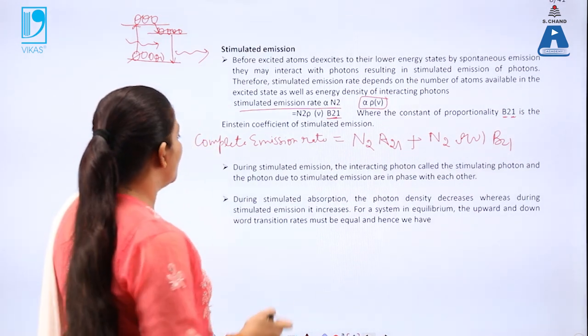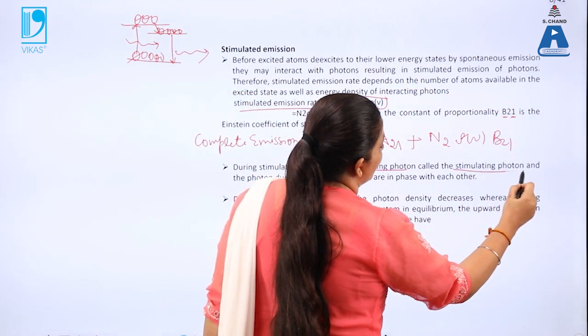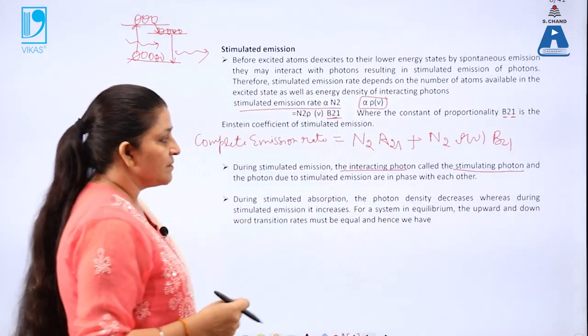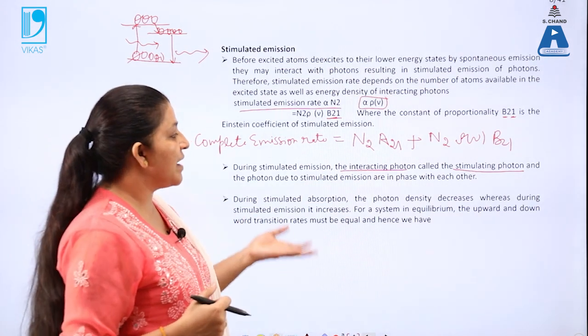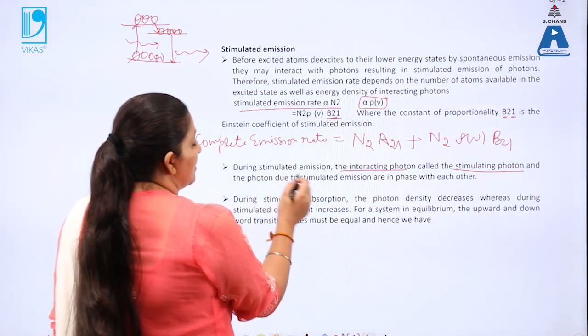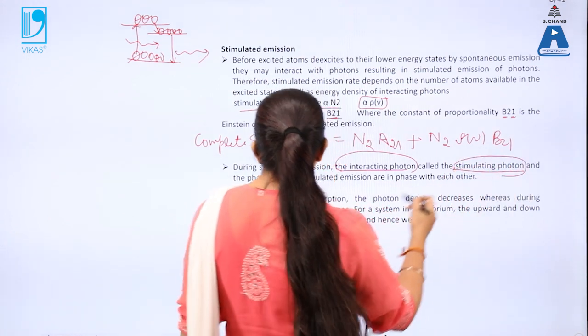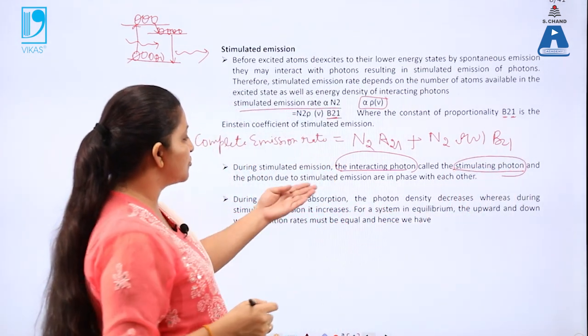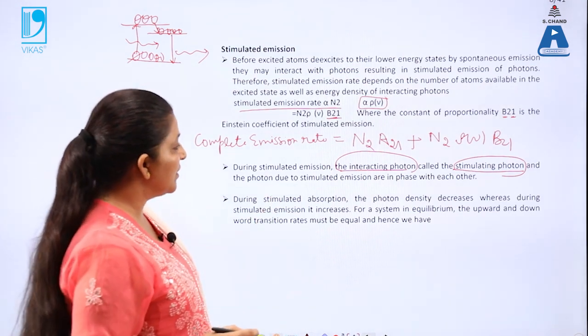During stimulated emission, the interacting photons are called stimulating photons, because the atom gets stimulated by absorbing photons and goes from the higher energy state to the lower energy state. So the interacting photons are called stimulating photons, and the photons produced due to stimulated emission are in phase with each other. So now what is the meaning of this?